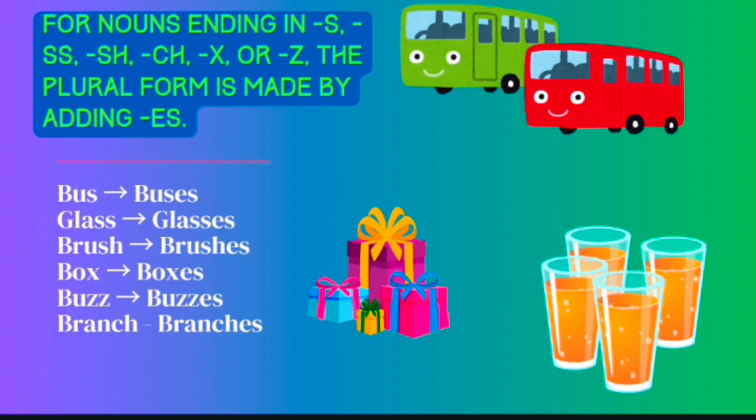The next word ends with x. The word is box. The plural form is boxes. The next word ends with z. The word is bus. Again, we add an es after the word and convert it to a plural noun. And the last word ends with ch. According to the rule, we are adding es to this word branch and converting it to its plural form. So branch becomes branches.